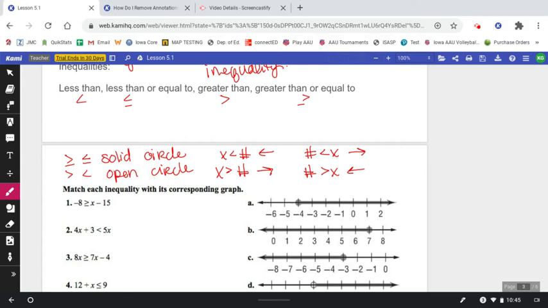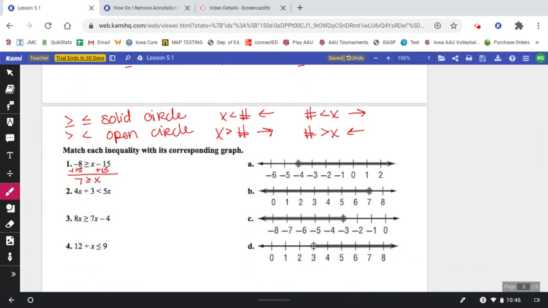So this first one right here, in order to solve for X, I'm going to add 15 on both sides. And so that leaves me with 7 is greater than or equal to X. So first of all, because it's greater than or equal to, I know it's going to be one of my solid circles. It's kind of hard to read, but on this one, the only open circle is D. These other three are solid. And so I'm looking for the one that is solid on 7, which is B.